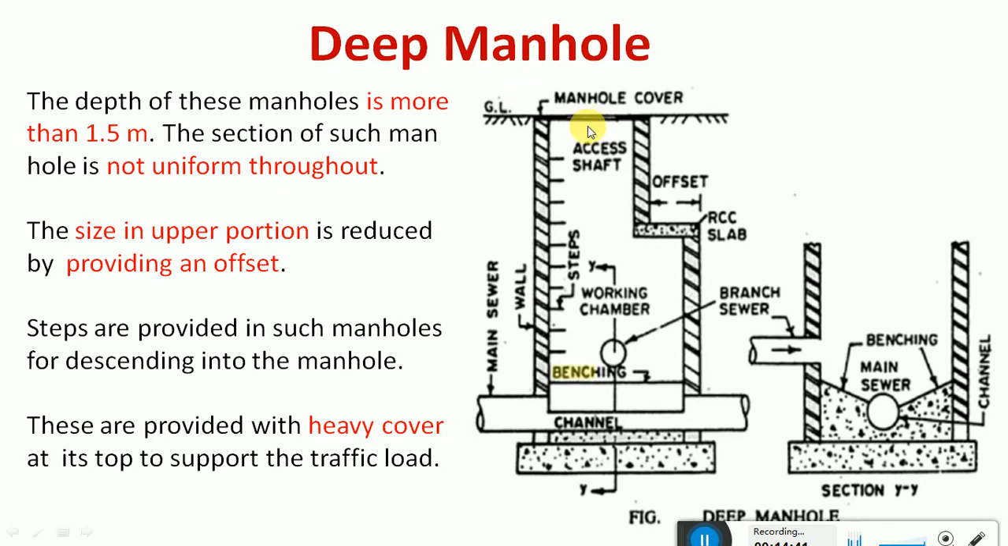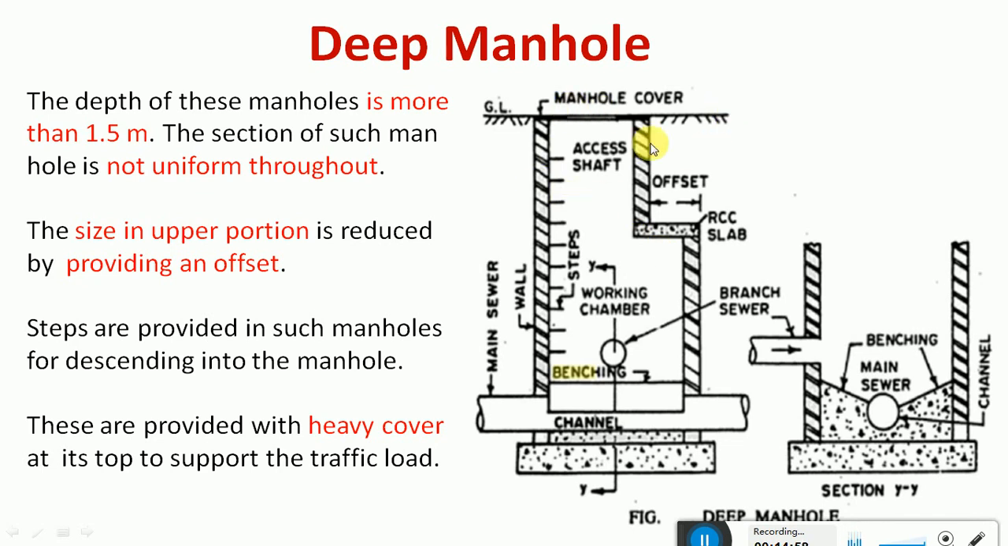So like the name itself, if the depth is more than 1.5 meter, under that circumstance we call this a deep manhole. So here in this deep manhole, the upper portion is slightly provided with an offset, if it is circular one.